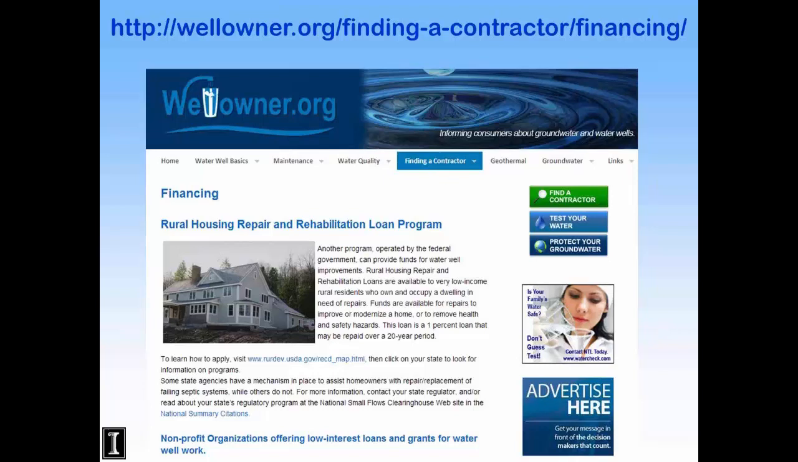But you can see they have this rural housing repair and rehabilitation loan program that's funded through USDA. It doesn't serve the entire country. They have nonprofit groups that apply for some of their funds, and then they offer those to well owners at a 1% loan. I believe it's up to $11,000 over a 20-year period. So it's a pretty good deal if you're in a situation where you need a new well but you can't afford it. You might be able to use this program.